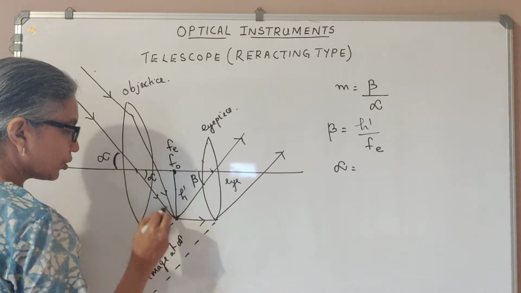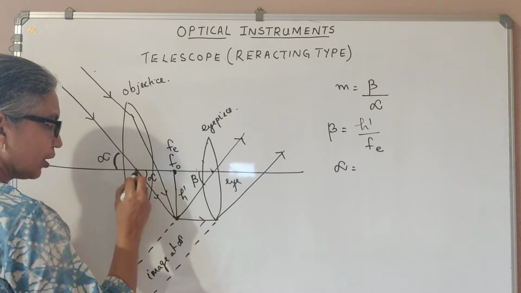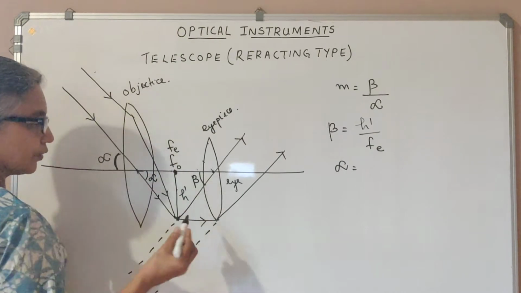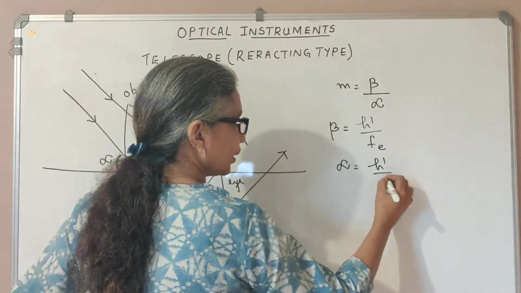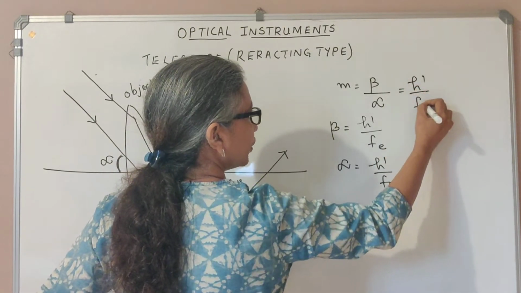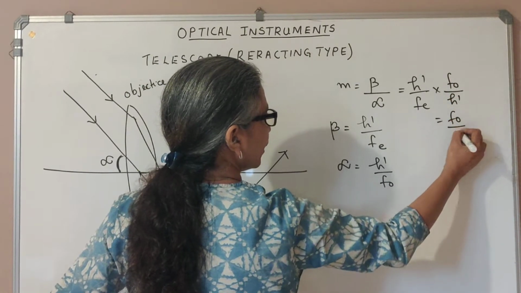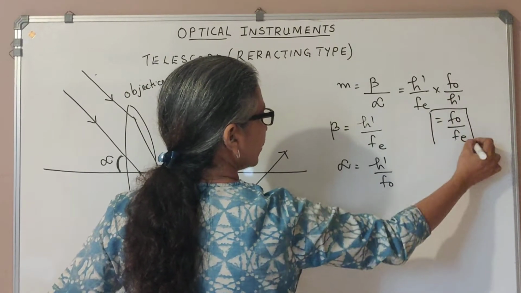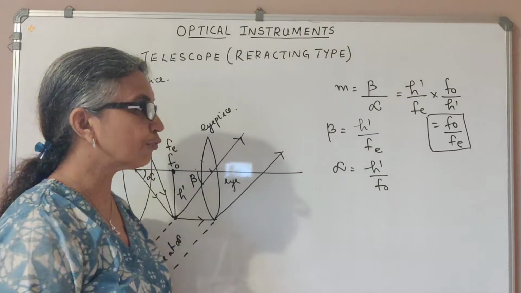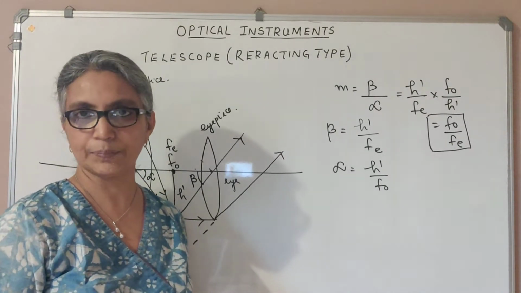From this small triangle here, tan alpha will be opposite side, that is h dash, by adjacent side, which is from the optic center to the focus of the objective. So I may write this as h dash by Fo. Magnification will now be h dash by Fe into Fo by h dash, which is Fo by Fe. This is the magnification of a telescope, Fo by Fe, where Fo is the focal length of the objective, Fe is the focal length of the eyepiece.